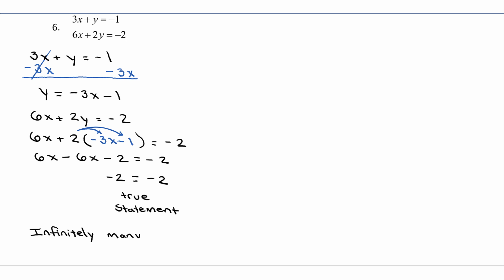So ultimately that means that the two original equations that were given to us are actually equivalent equations of each other, and they actually represent the exact same line. So in order to write down the solution set for this, we would either have to write our solution set in set builder notation as the set of all x comma y such that 3x plus y equals negative 1, and then close our set of braces.